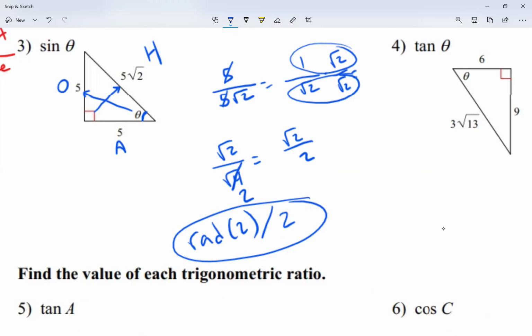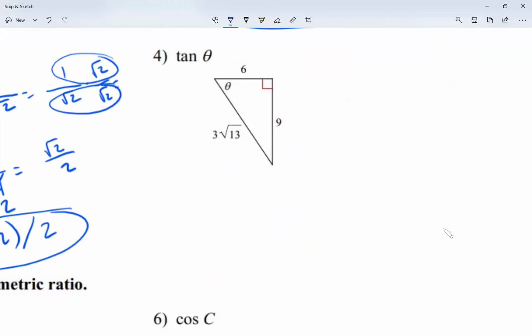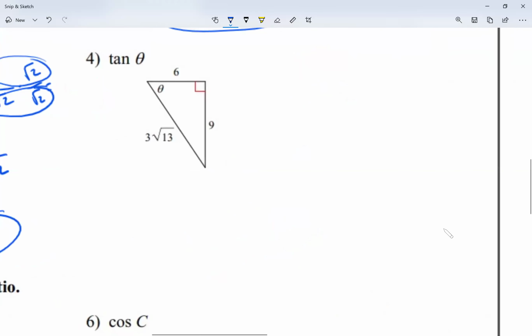All right, let's take a look at our last question here. Tangent of theta. Okay, first, let me label the 3 sides. I look for the 90-degree angle. Farthest away from the 90-degree angle, that's what I call hypotenuse. I look for theta. Here it is, this corner. Farthest away from theta, that's what I call opposite. And then this other side is going to be called adjacent.